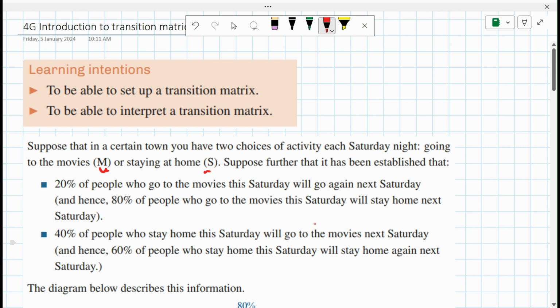So M represents movie, S means home. And then we're going to establish that 20% of people who go to the movies this Saturday will go again next Saturday, and hence 80% who go to the movie this Saturday will stay at home next Saturday. So this gives us the information: 20% of people who go to the movies this Saturday go again next Saturday, and 80% stay at home next Saturday.